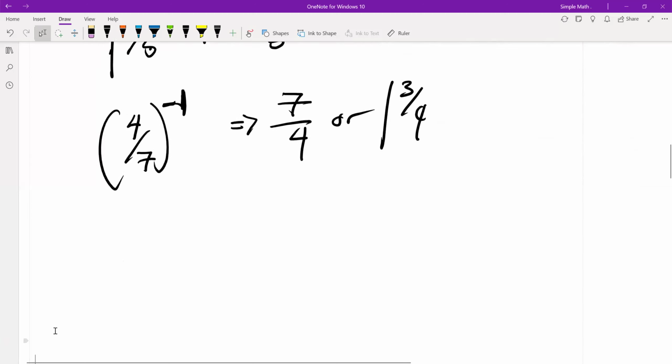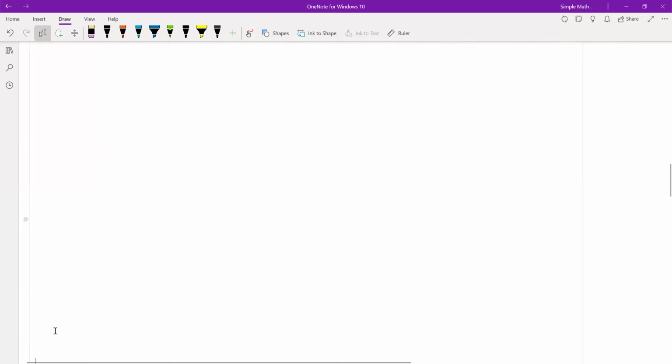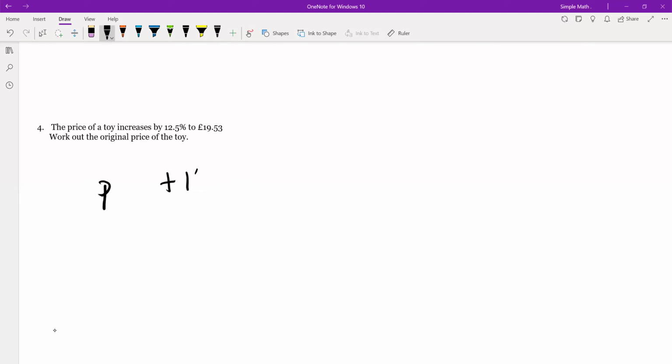Okay, what's the next question? Number 4: the price of a toy increases by, let's say the price is P now. It increases by 12.5%, and it gives me 19.53. Okay, so how do we do this?